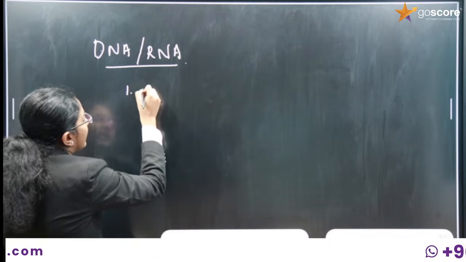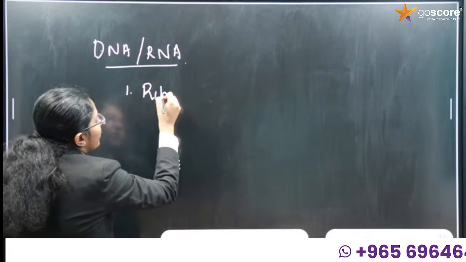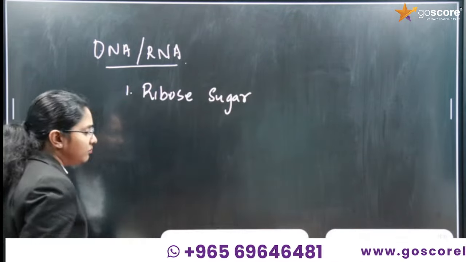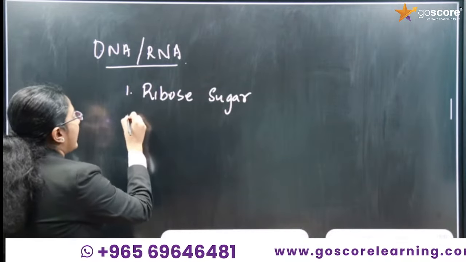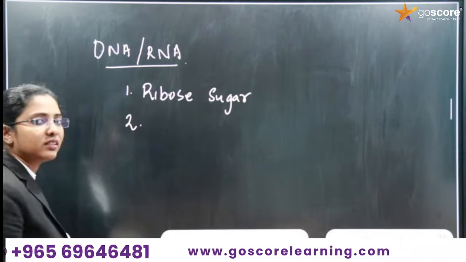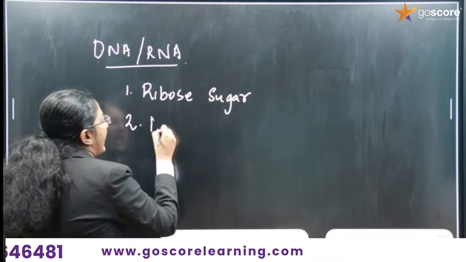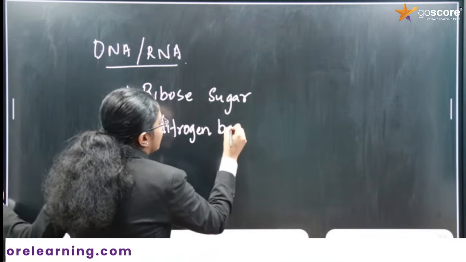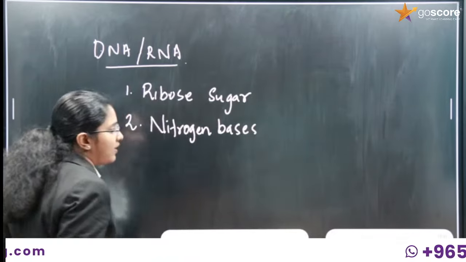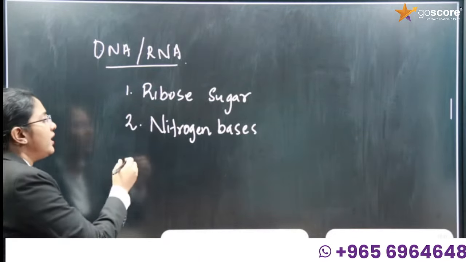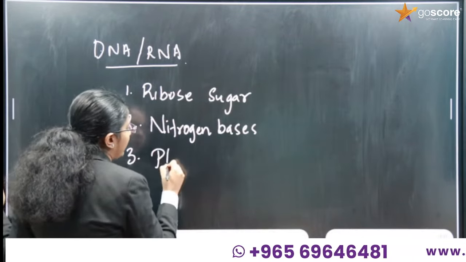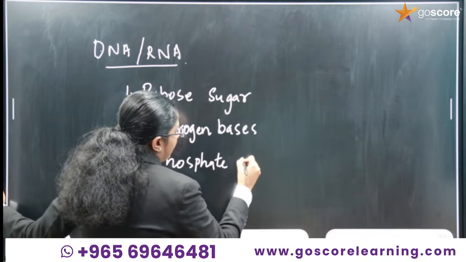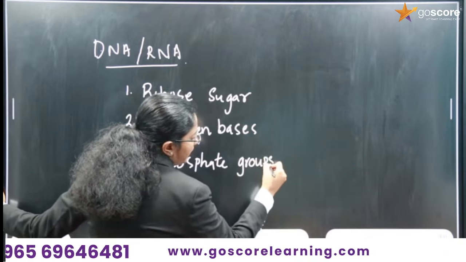The first component is ribose sugar. The second component is nitrogen bases. There are some nitrogen bases present inside. The third one is the phosphate group. So what are the different components present?